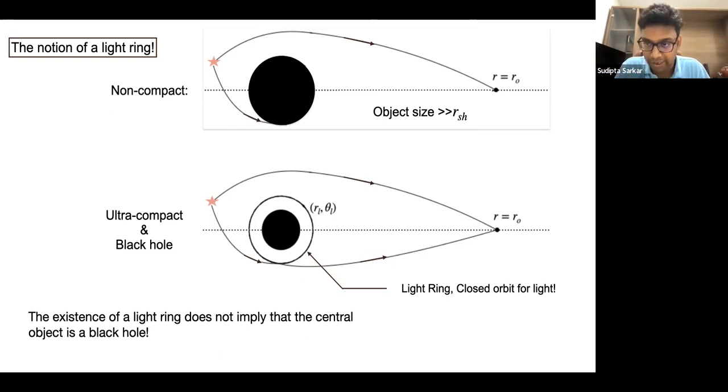The first thing to emphasize, which we all know, is that the existence of a light ring does not imply that the central object is a black hole. We know this famous example of Schwarzschild, the light ring at 3M. Suppose hypothetically we can create an object with a radius of 2.5 M. How you create that object from gravitational collapse is not an easy thing, but suppose you can, then this object will have a light ring but will not have a horizon. So let me emphasize that.